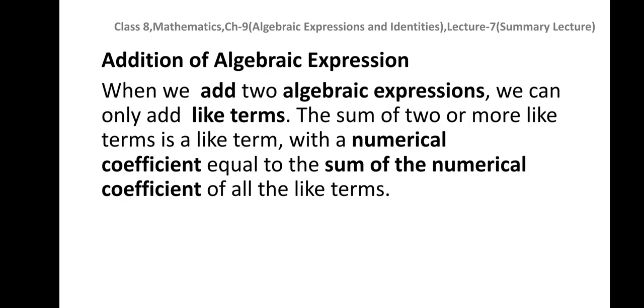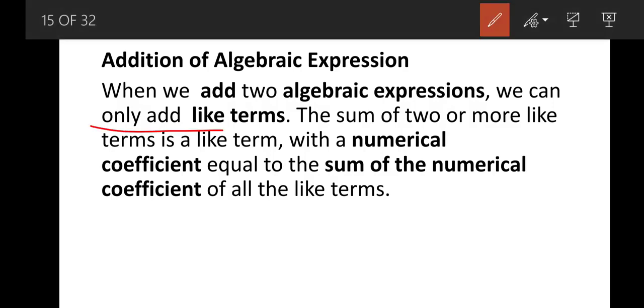Now coming to addition of algebraic expressions. When we add two algebraic expressions, we can only add like terms. This is quite obvious, and we have understood how to find out the like terms. The terms having same literal coefficients are called like terms, otherwise they are unlike terms. And the sum of two or more like terms is a like term.